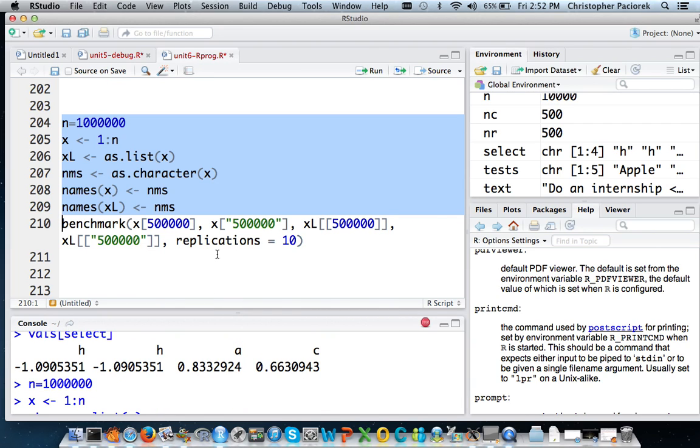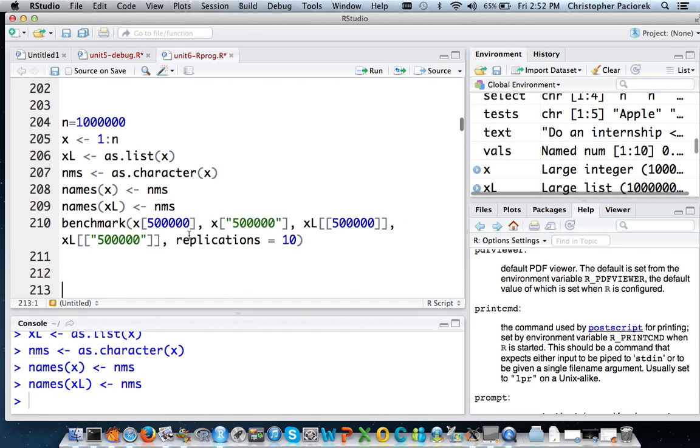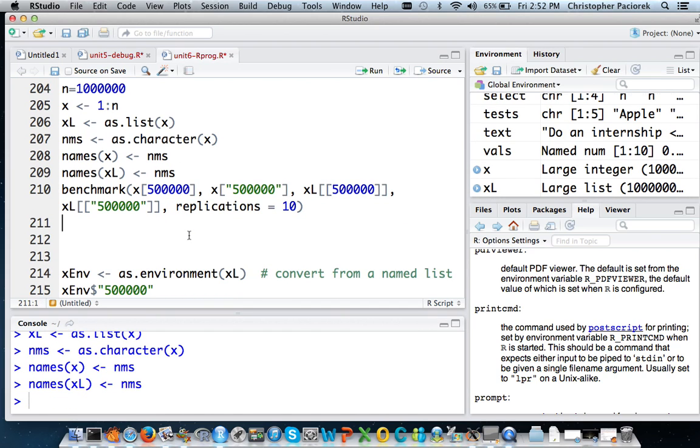And then what I'm going to do is time how long it takes to pull out an individual element from either the vector or the list. Here I'm either going to pull it out by numeric index, or, in this case I've just made the names the character string representations of the numbers, I'm going to pull it out by actually giving the name of the element that I want to pull out. And I'm going to do that both in the vector and in the list form.